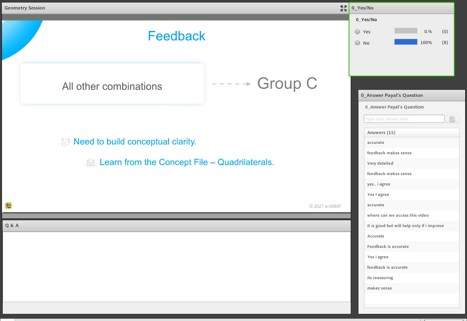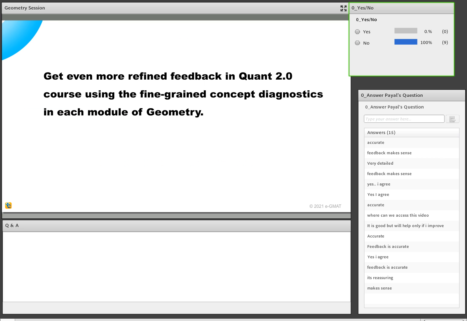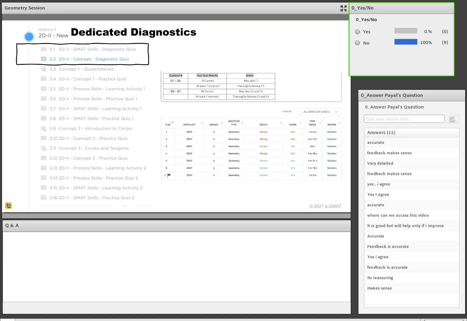Yeah, and again, this is the feedback that I'm giving you only as it pertains to quadrilaterals. Imagine as you access the Quant 2.0 course, you are going to get this feedback in each and every module, regardless of whether it's a module in geometry or a module in algebra. I'm going to give you an example of the feedback that you're going to get if you access the 2D2 module that pertains to quadrilaterals and circles.